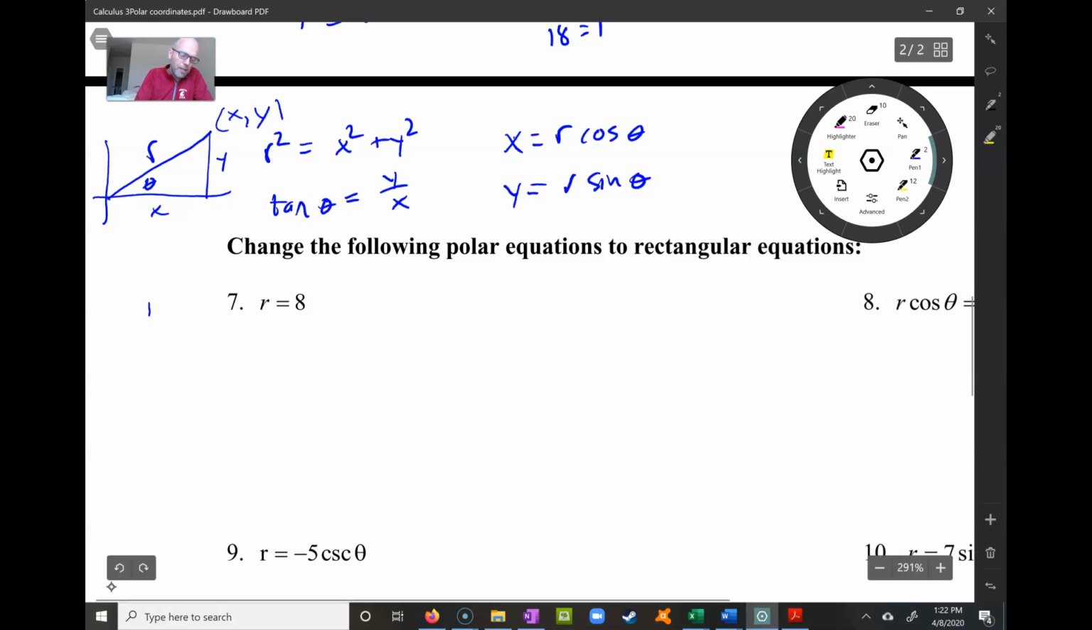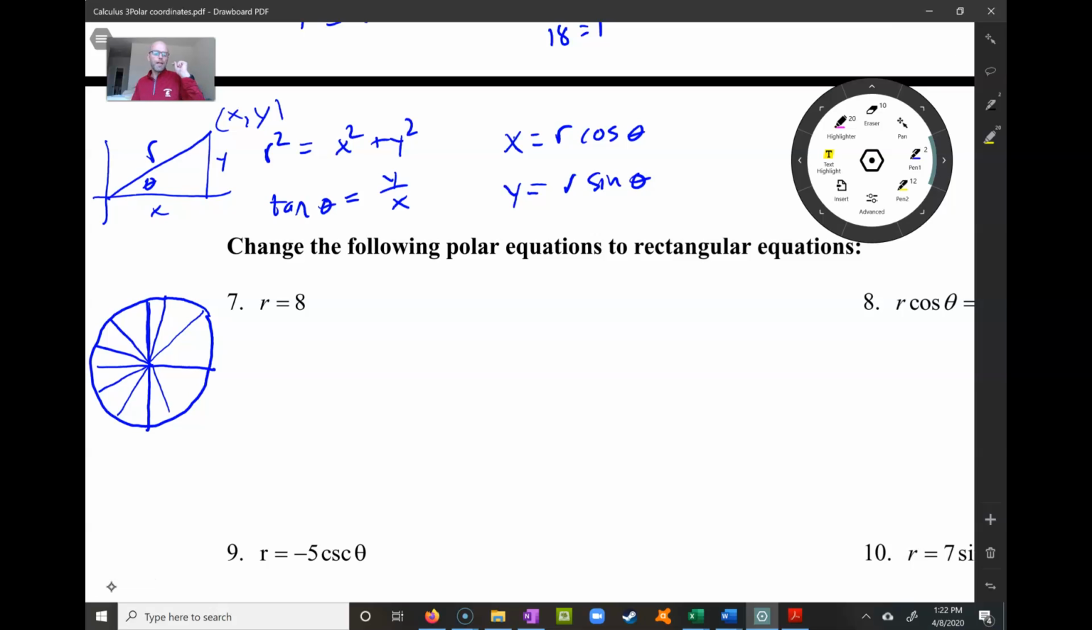So if you just wanted to picture that, well, that just means that I'm always 8 away from the origin, so that would be out here somewhere. And no matter where I turn, I just stay 8 away from the origin. So that, you can see, is just a circle, right? Because that would be 8, and that would be 8, and that would be 8, and that would be 8. No matter which direction I'm facing, I'm 8 away from the origin, okay? So that's the picture that we get from r equals 8.